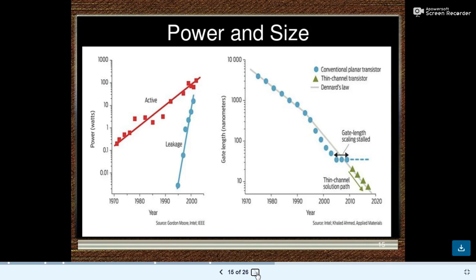Next, okay, so here you can see during the years the power has been increased and the area has been decreased. Okay, so the area in which the materials or the gates are installed has been decreased, and the power of these devices has been increased.